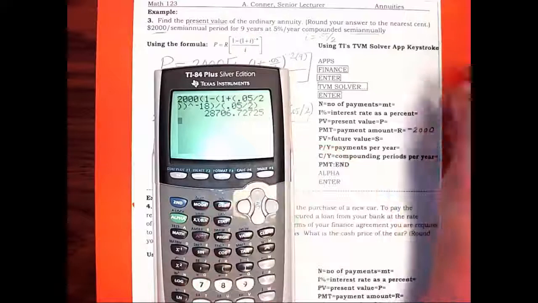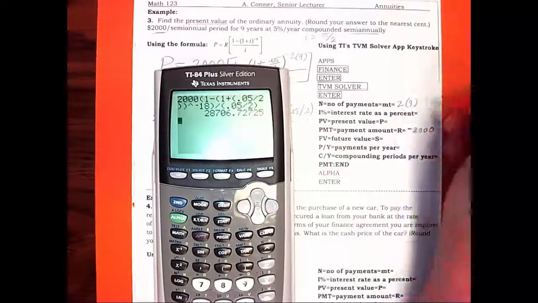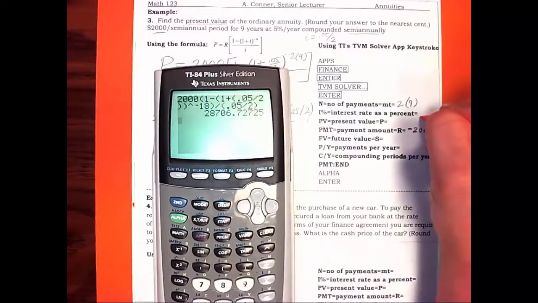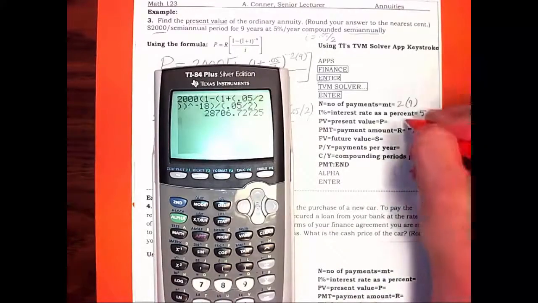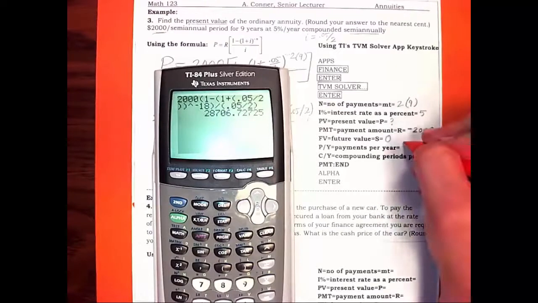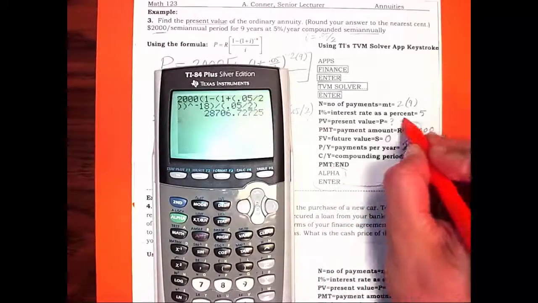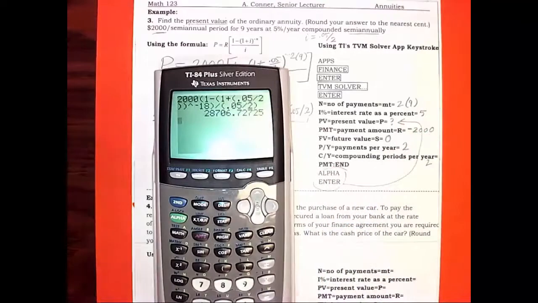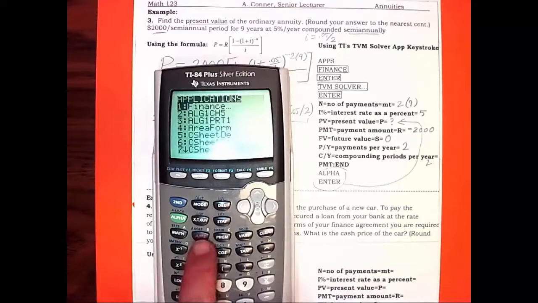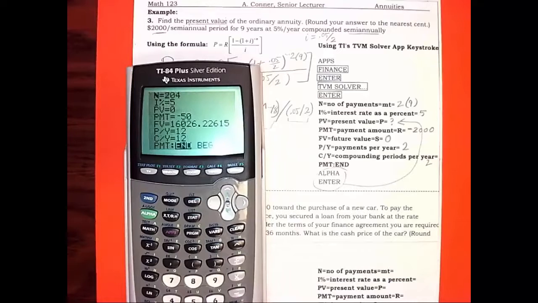Our number of payments, we've got semi-annual, and then we're doing that for 9 years. So if you want to type in 18, that's fine. And then interest rate is 5%. Present value is what we're trying to find, so just put a question mark right there. Future value is always going to be 0 here. And semi-annual is the payments per year, so that's going to be 2. Compounding is the same. And remember, alpha enter is what you hit next on the 0 where you want to figure out what it is. So go to the APPS button, hit enter on finance, enter on TVM solver, and start typing stuff in.